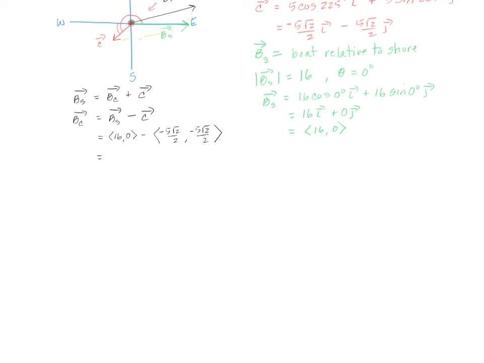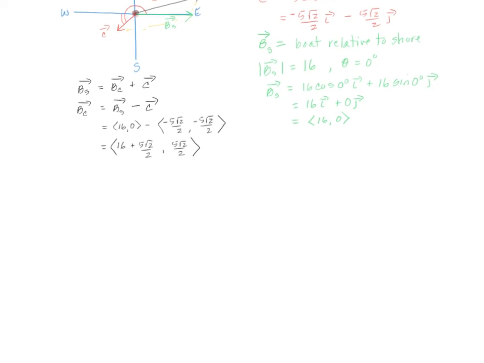When I complete my vector subtraction, it looks like what I'm going to get is 16 plus 5 square root of 2 over 2. That would be my first component. And then the negative is a positive 5 square root of 2 over 2. So this is the vector that represents the boat relative to the water or to the current.